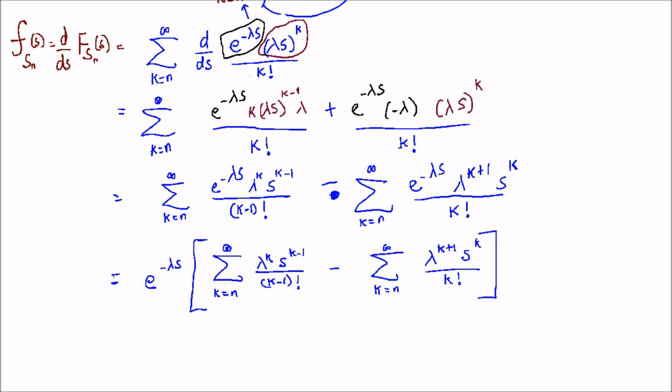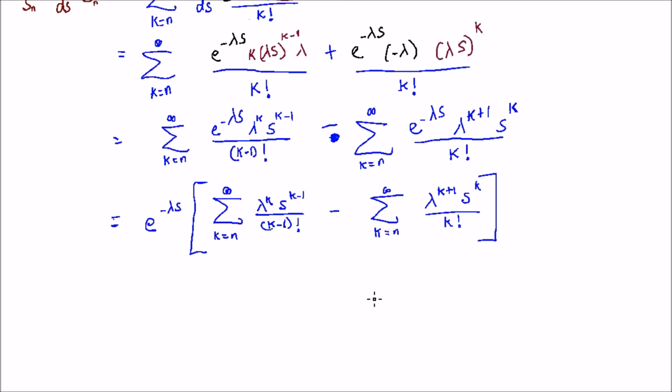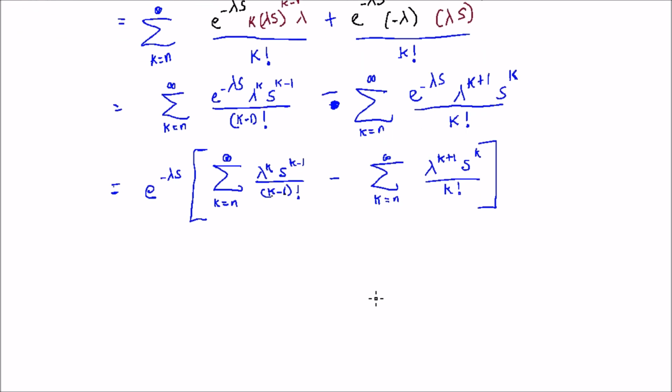You notice that these two summations look very similar. So we have here lambda to the power of k, and on the right we have lambda to the power of k plus 1. We have s to the power of k minus 1 on the left, and the index is incremented by 1 on the right side. We have k minus 1 factorial, and the index of the summation k is again incremented by 1 on the right hand side. So this is telling us there's a lot of cancellation that can happen here, and let's do that.